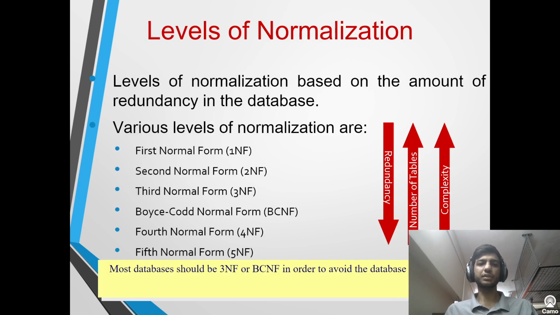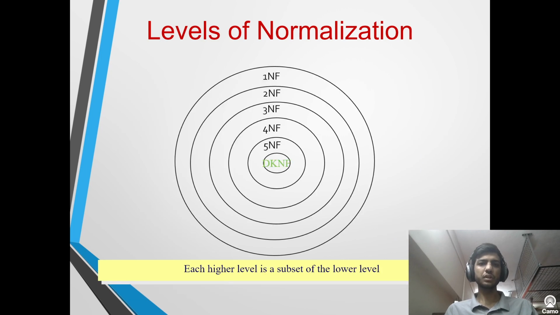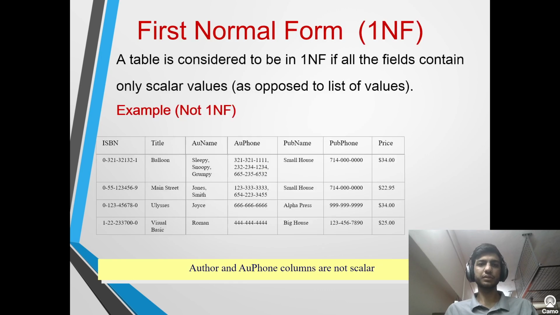Levels of normalization. Levels of normalization are based on the amount of redundancy in the database. Various levels of normalization are first normal form, second normal form, third normal form, Boyce-Codd normal form, fourth normal form, and onwards. These are the pictorial representation of the normalization.